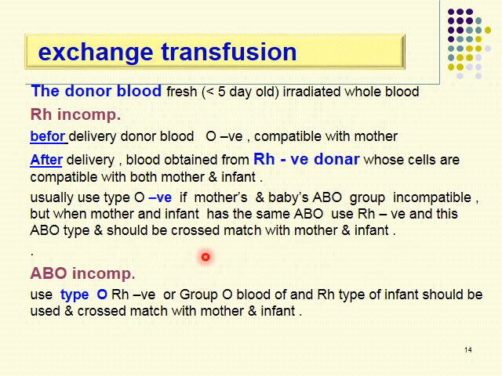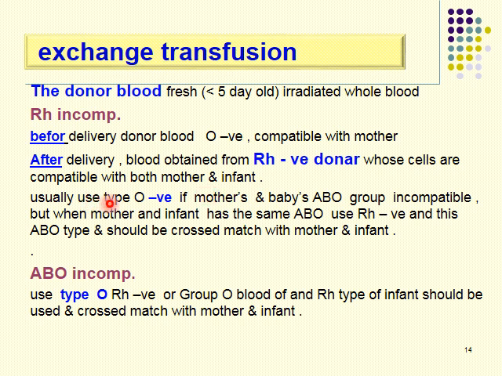In exchange transfusion, the donor blood should be fresh, less than 5 days old, irradiated whole blood. For Rh incompatibility before delivery, I mean when we need intrauterine transfusion, we should prepare O negative blood that is compatible with the mother. After delivery, when we need blood for exchange, the donor blood should be Rh negative, whose cells are compatible with both the mother and infant.